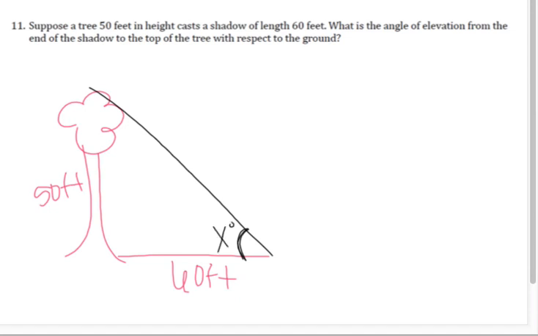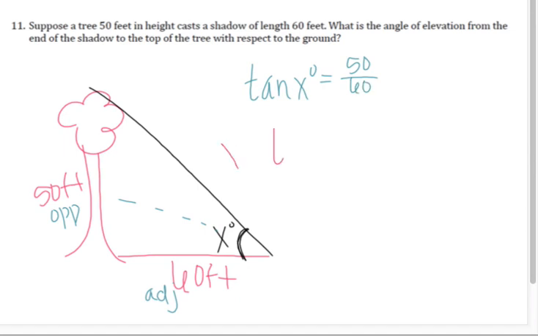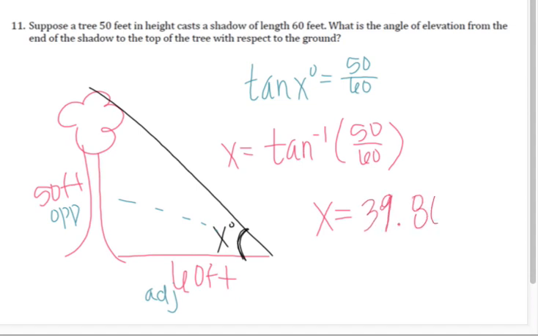Once again, I look at who I have. Opposite and adjacent. So once again, I'm going to use tangent. So tangent of x degrees is equal to 50 feet over 60. Now remember, in order to solve for an angle, I would do that x is equal to tangent inverse of 50 over 60. Type that into your calculator, and we would get that the angle is 39, and I round to 3 decimal places, 0.806 degrees. That would be my solution.